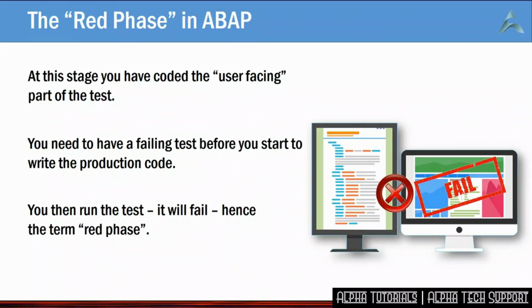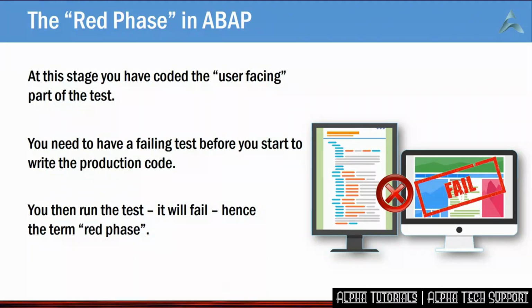Why is this the most important part of the cycle? It's because it is vital that you do not write even one letter of production code before you have a failing test. If you don't have a failing test, then you don't have a benchmark. You've got no way at all of gauging when you've written enough code to get the test to pass.